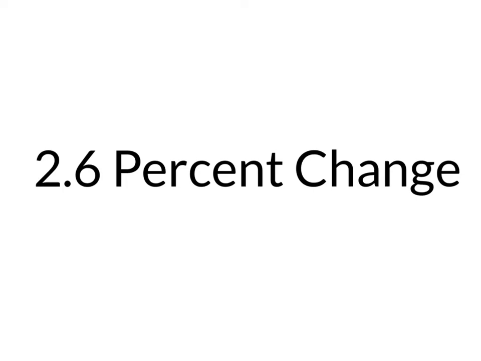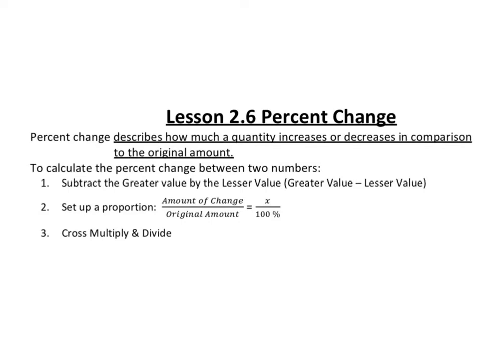Today we're going to talk about percent change. Percent change describes how much a quantity increases or decreases in comparison to the original amount. So the first step to calculate percent change is to subtract the greater number by the lesser value number. Then we set up a proportion, amount of change over original amount equals x over 100. Then we cross multiply and divide.